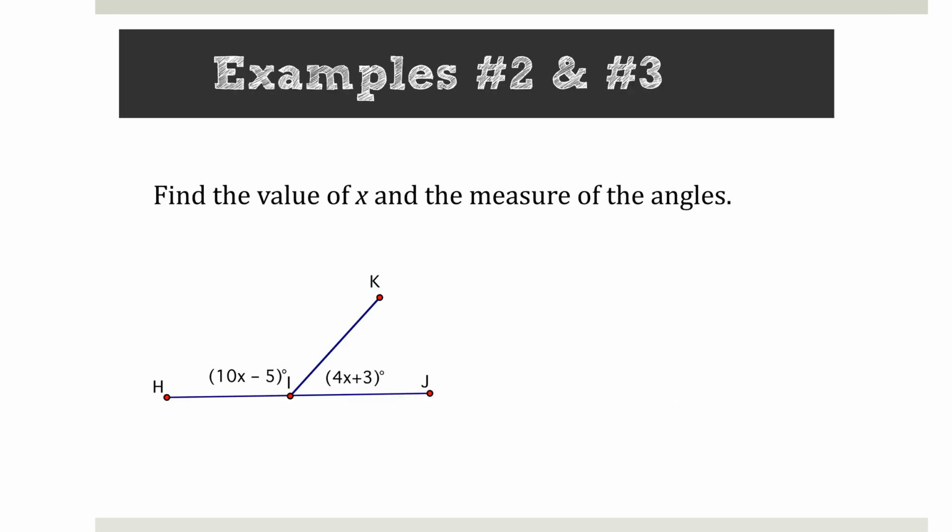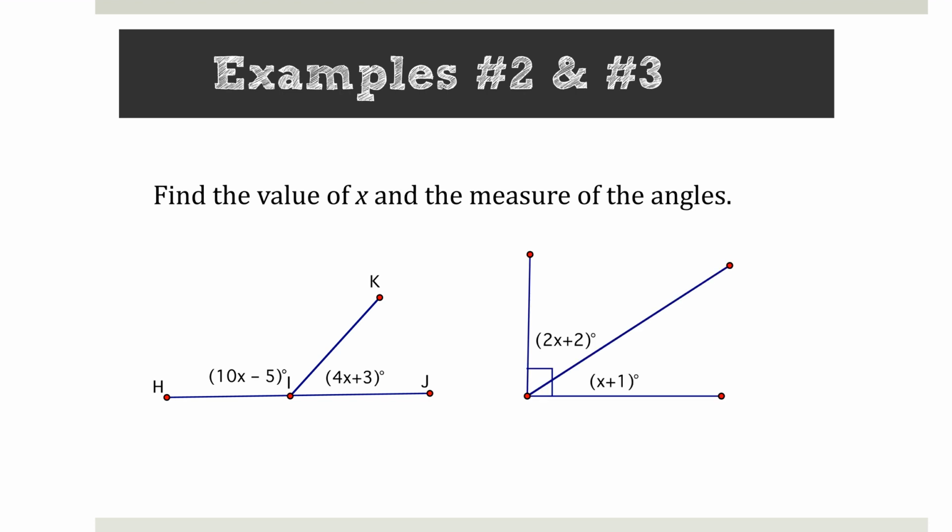Okay. We're running out of time, so I'm not going to go through these specifically, but let's talk about how you would solve it. I have two angles there. What kind of angles? Well, there's three actually, but let's talk about the two regular angles. What kind of angles are those? Supplementary. What else are they? They're adjacent. What else are they? They are also a linear pair. What would I do with those two measurements there? What would I do with the 10x minus 5 and the 4x plus 3? Good. Add them together, set them equal to 180.